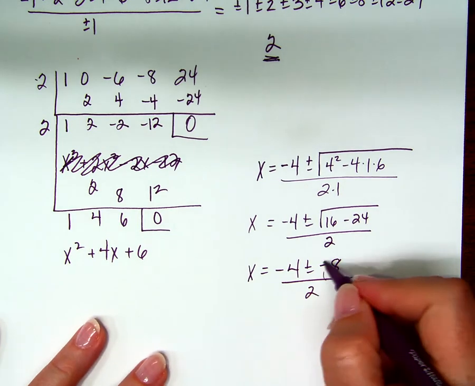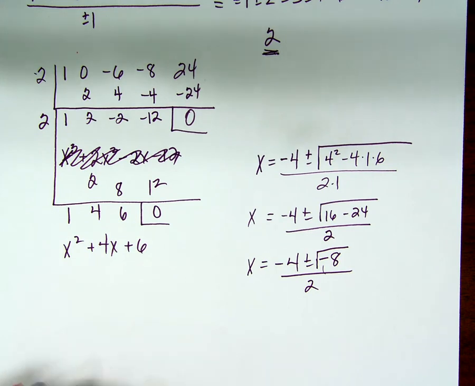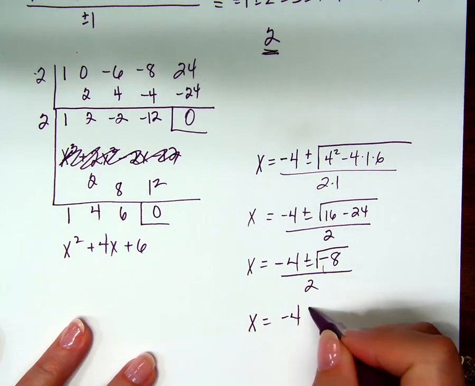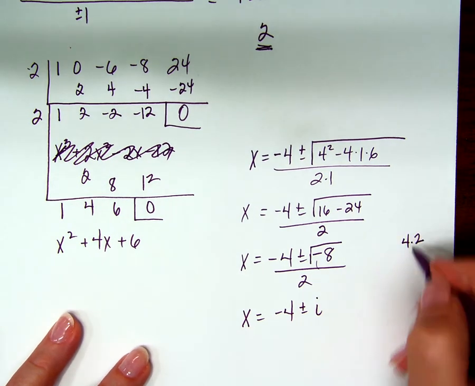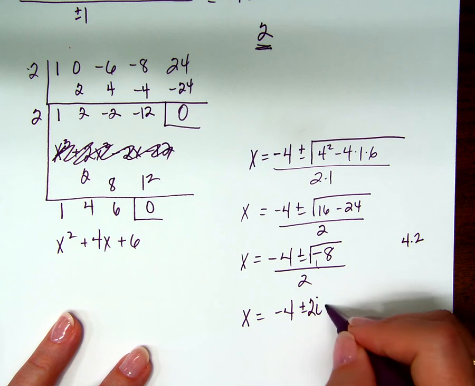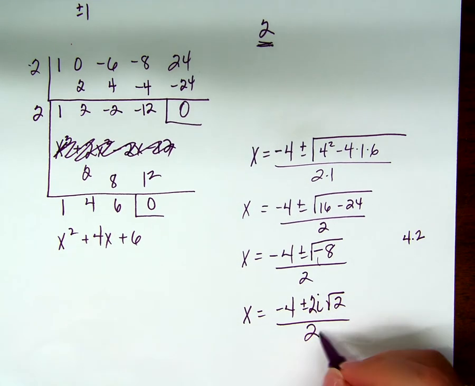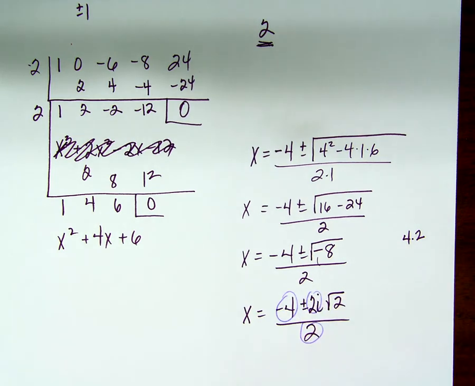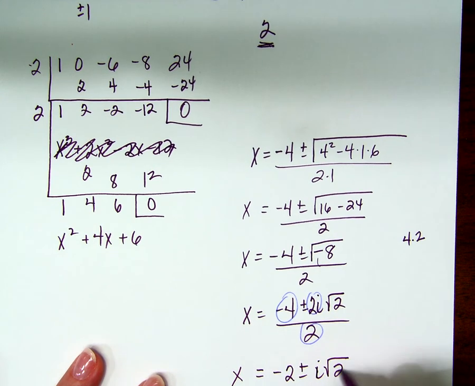What is the square root of negative 8? Well, I don't know the square root of negative 8, but I know the square root of negative 1. The square root of negative 1 is i, right? I also know that 8 is 4 times 2, and I know the square root of 4 is 2, and I don't know the rest of the square root of 2. It just has to stay there. Now I know that all three of these terms are divisible by 2, so I can simplify that to give me x equals negative 2 plus or minus i root 2.